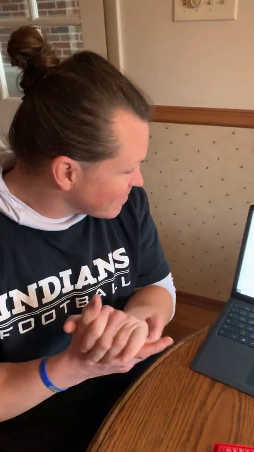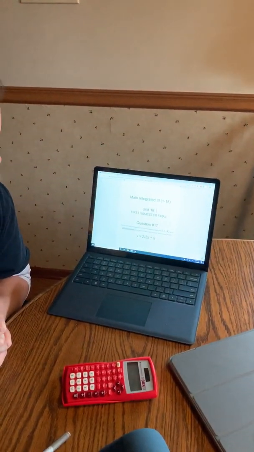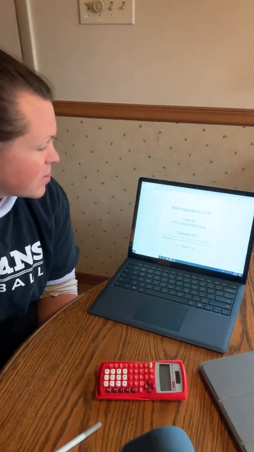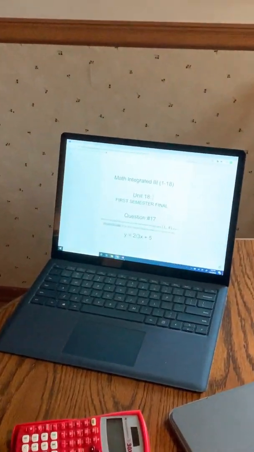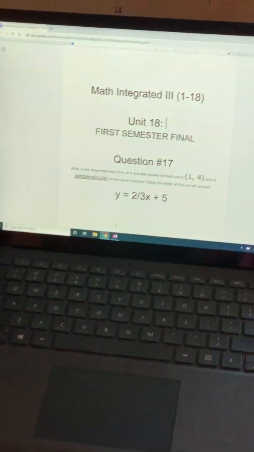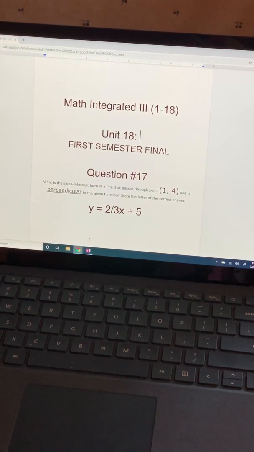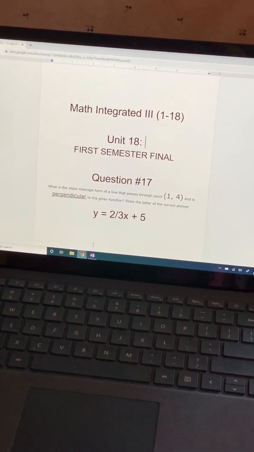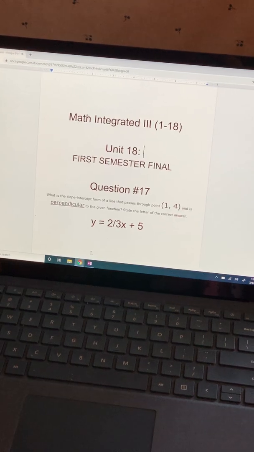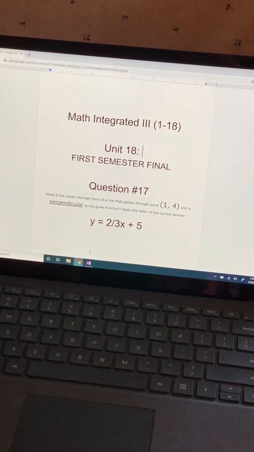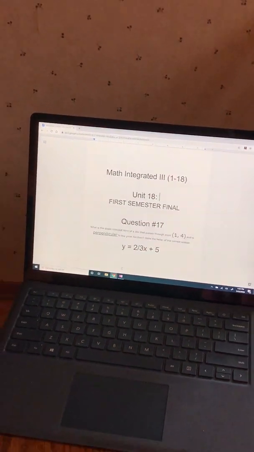Okay, today we are working on Math Integrated 3, 1 through 18. This is Unit 18. We're going to work on question number 17. This is in the first semester final. What I'd like to do is create a parallel or very similar problem to help out with this one so you can relate those, and then watch the steps for how to complete it.